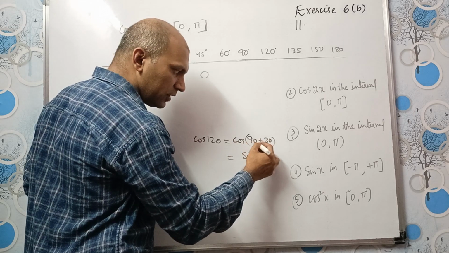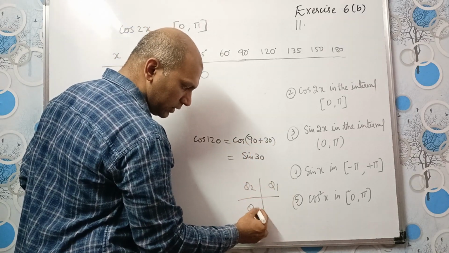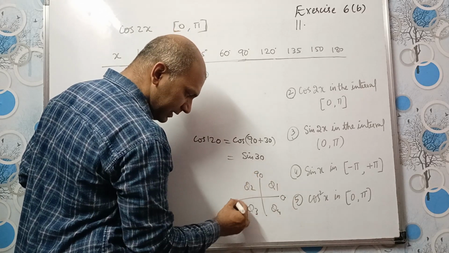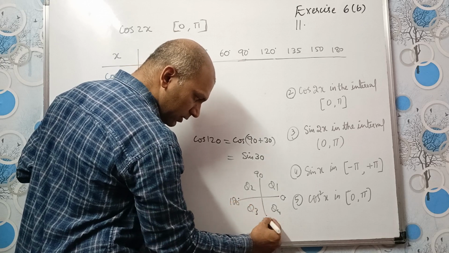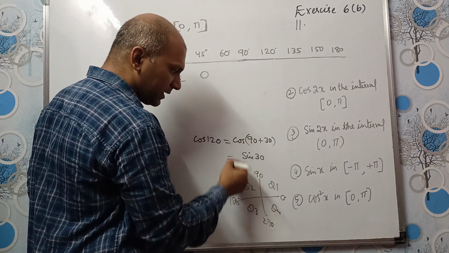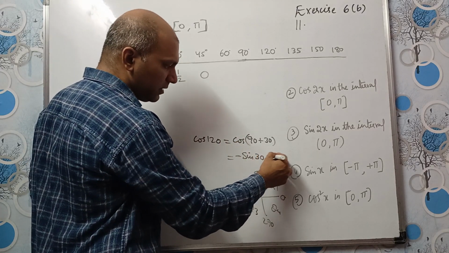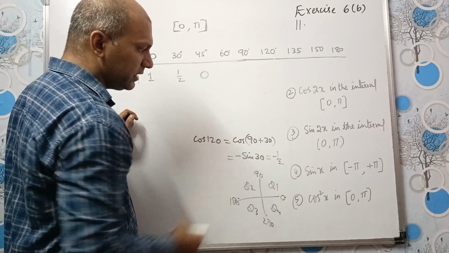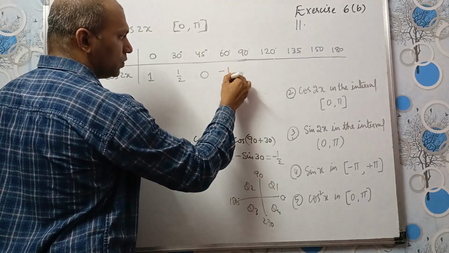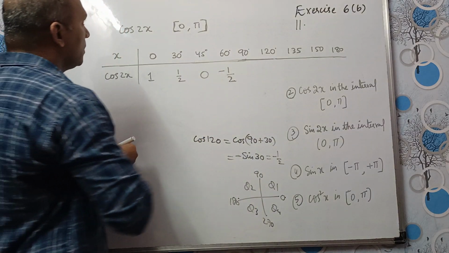But in the second quadrant, 90 plus 30, see, this is quadrant 1, this is quadrant 2, quadrant 3, quadrant 4. 0 degrees, 90, 180 and 270 and 360 will come here, right? So 90 plus 30 will lie in the second quadrant, and in the second quadrant cos is negative, so we'll have minus 1 by 2, because sin 30 is 1 by 2, right? So this is minus 1 by 2. I'll fill ink. Okay. Alright.